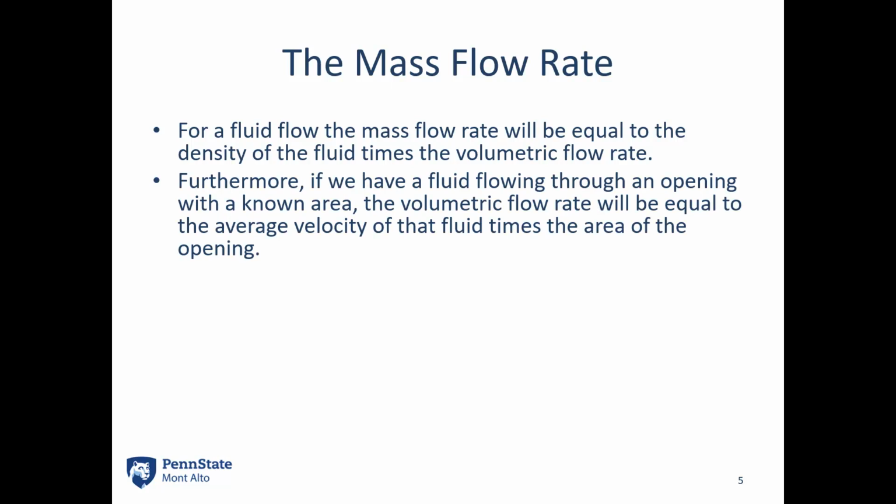Furthermore, if we have a fluid flowing through an opening with a known area, like when we can measure the diameter of the nozzle output, the volumetric flow rate is going to be equal to the average velocity times the cross-sectional area. Multiply that by density and we get our mass flow rate again. So all this comes together. We've got different ways of figuring out mass flow rate based on the information given: density times volumetric flow rate, or density times average velocity times cross-sectional area of the opening.